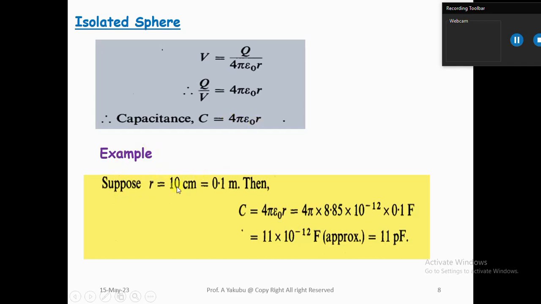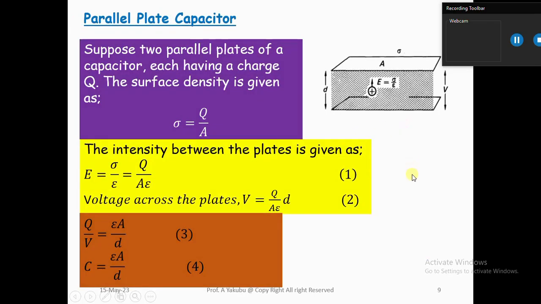Example, suppose R is 10 centimeter, which is 0.1 meter, then the capacitance is 4 pi E naught R. So just plug in the value of R in the equation, 0.1, and everything is in farad. And you end up having 11 times 10 to the minus 12 farad. Yet it can be converted to 11 picofarad. Remember, 1 picofarad is equal to 1 times 10 to the minus 12 farad.